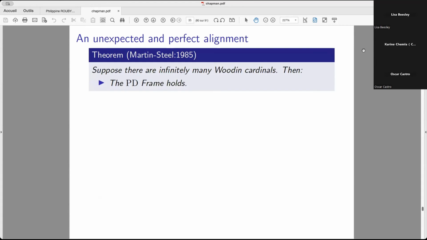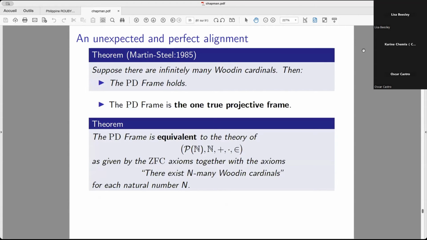What about the other projective frames? Well, there was an unexpected and perfect alignment. Almost 40 years ago, Martin and Steel showed that if there are infinitely many Woodin cardinals, and I won't bore you with the definition, then the PD frame holds. So I'd shown earlier that the strong projective continuum hypothesis held and other things from this. But in fact, we can now say the PD frame is the one true frame.